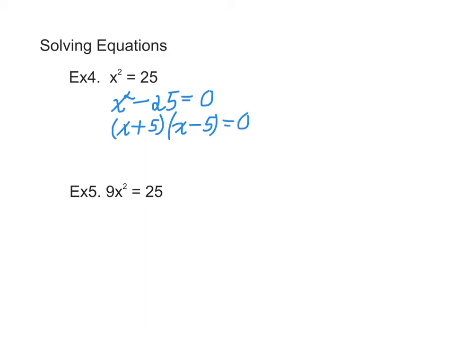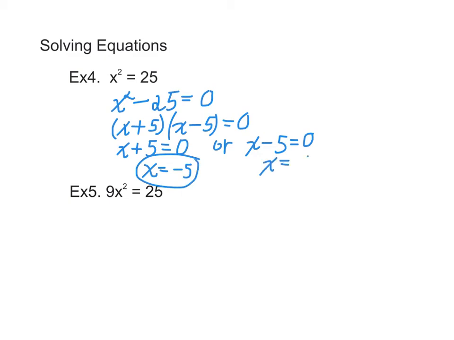We've learned before that this is the zero product property. I can set each one of these equal to 0 and solve. Either x plus 5 equals 0 or x minus 5 equals 0. We get two solutions from this, negative 5 and positive 5.